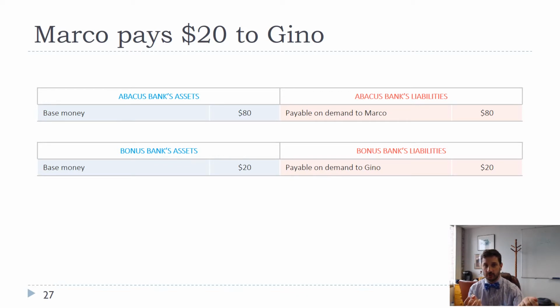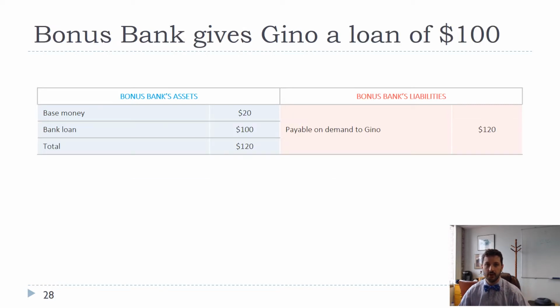Abacus Bank, which is Marco's bank, sends $20 to Bonus Bank, which is Gino's bank, and now they have $20, but it's in Gino's checking account. So far, nothing has changed in total. We're still at $100 on each side.